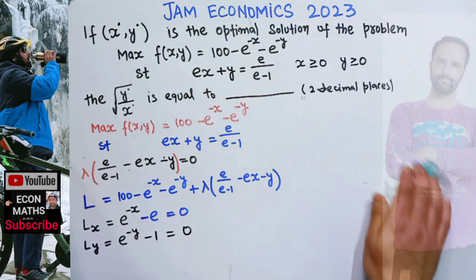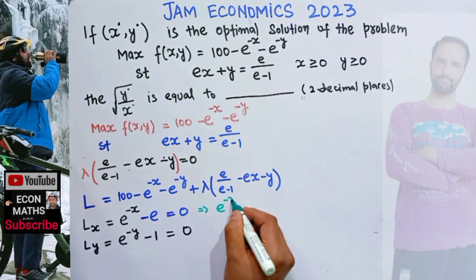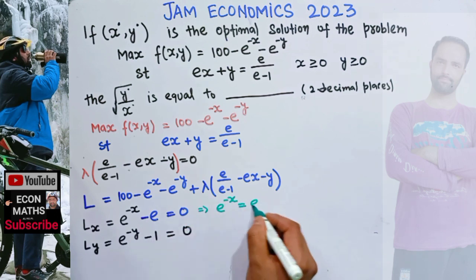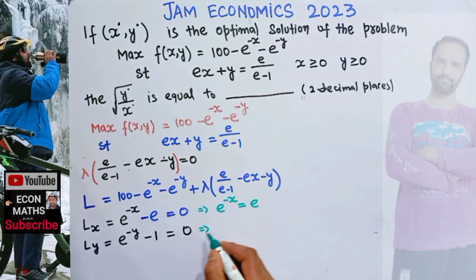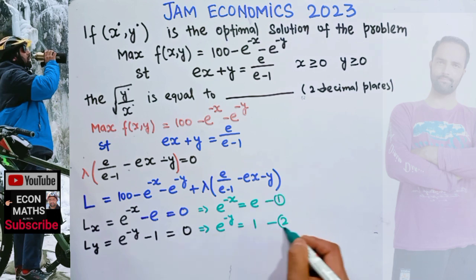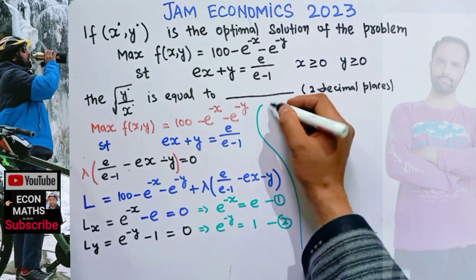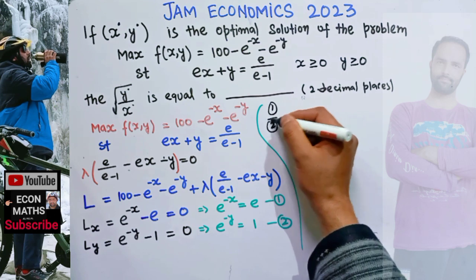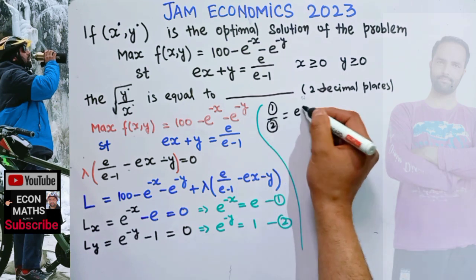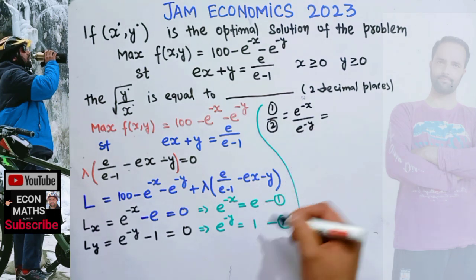Let's solve them here first. We can write it in this fashion: e^(−x) is equal to λe, if I transpose it here, and here it implies e^(−y) is equal to λ. Let us say this is equation first, this is equation second. After that, we divide equation first by equation second. That means 1 divided by 2 is equal to e^(−x) divided by e^(−y). It should be equal to e/1, which is equal to e.